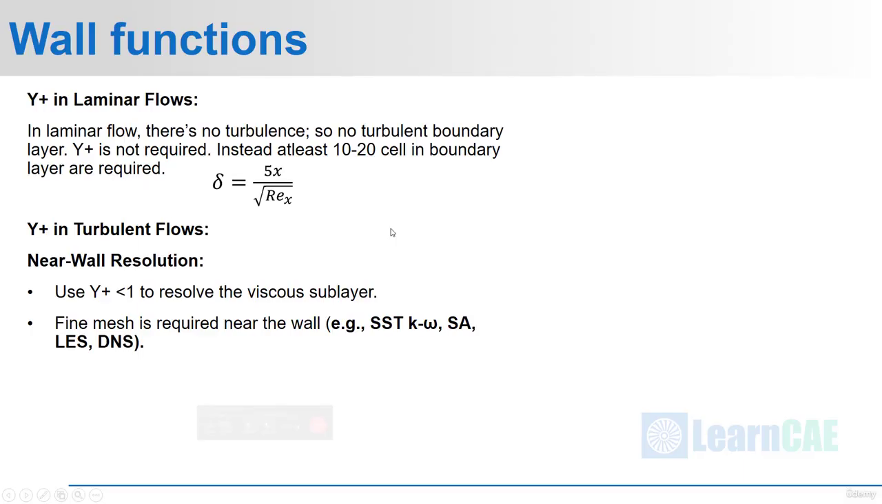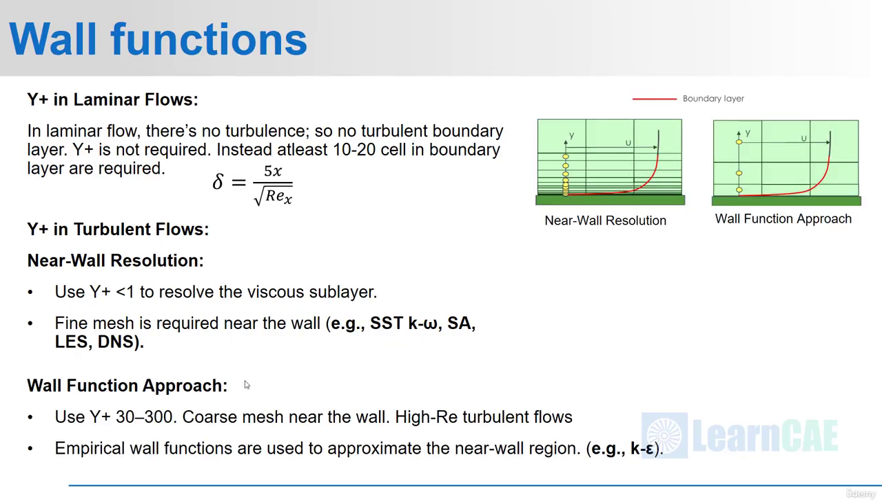Next, coming to turbulent flows, we can either specify near wall resolution or we can use wall function approach. Okay, in the near wall resolution, we have to specify Y plus less than 1 or less than 5 in CFX to resolve the viscous sublayers. Here we can see the mesh is finely distributed near the boundary layer. Here the Y plus will be less than 1 to resolve the near wall region. We know that fine mesh is required near the wall, and the turbulence models which need Y plus less than 1 are SST K omega, SA, that is Spalart-Allmaras, LES and DNS models.